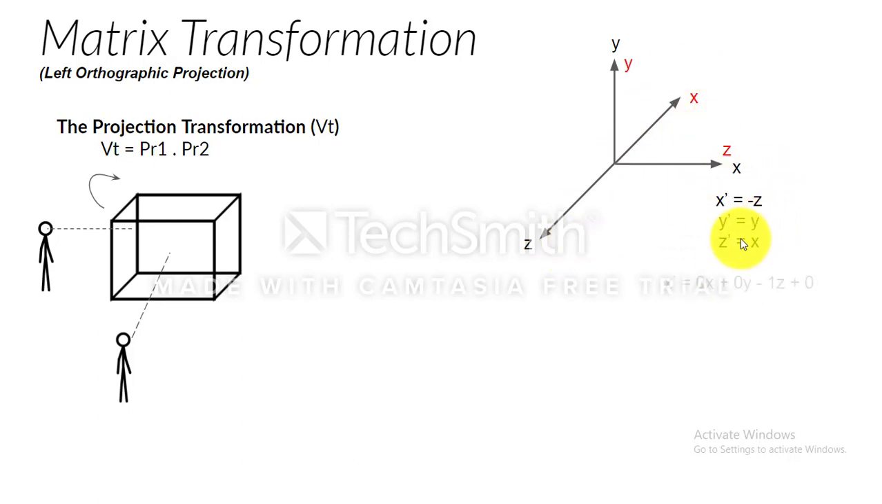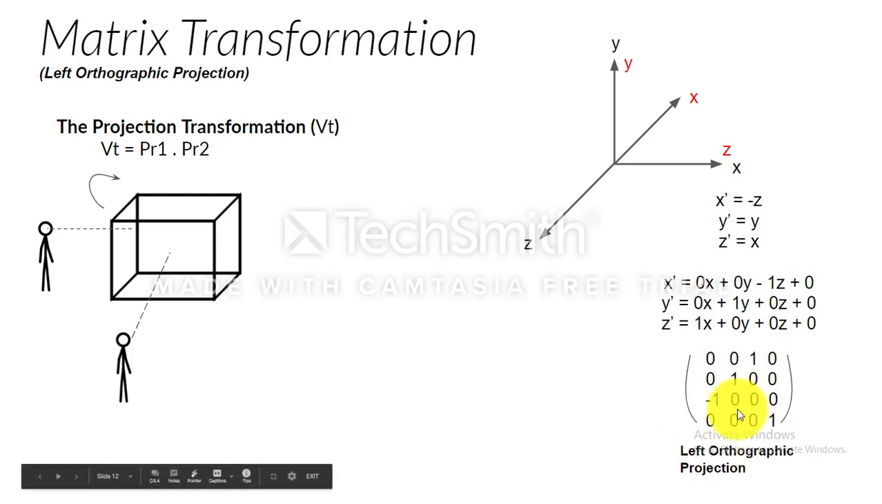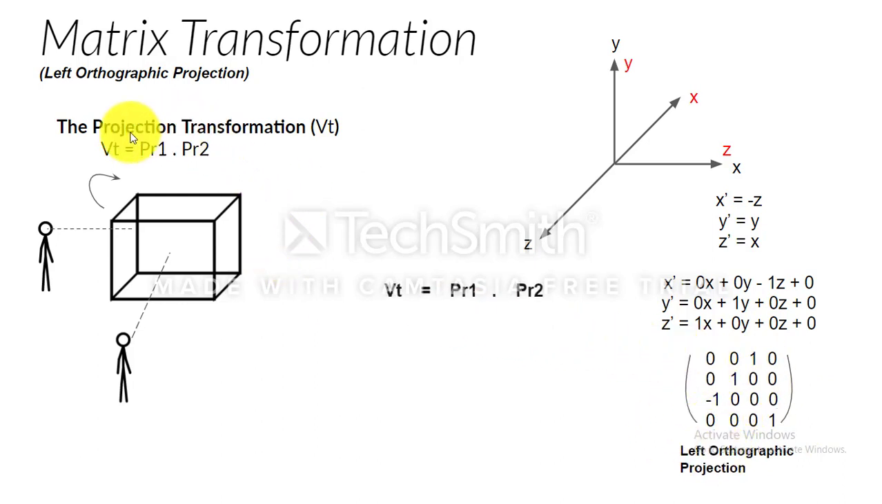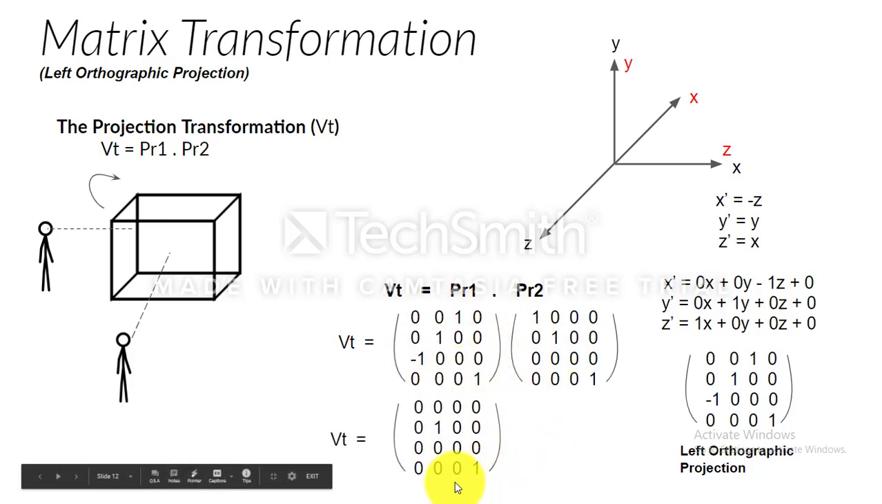So by these equations, we know that x prime is 0x plus 0 minus 1, and y prime is 0x plus 1 plus 0, and z prime remains the same. After that, we have this matrix, and this matrix represents the left orthographic projection. So if we calculate this formula again, Vt equal PR1 times PR2, the PR1 is this matrix, and PR2 still remains the same. After we calculate both matrices, the result is most likely like this. So it is the result of the matrix transformation for the left orthographic projection.